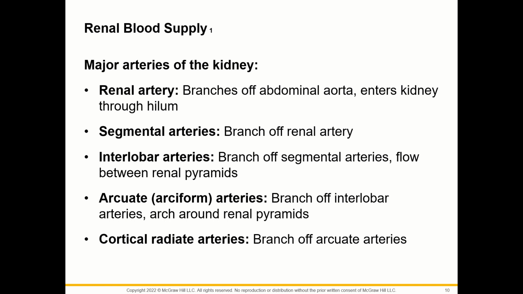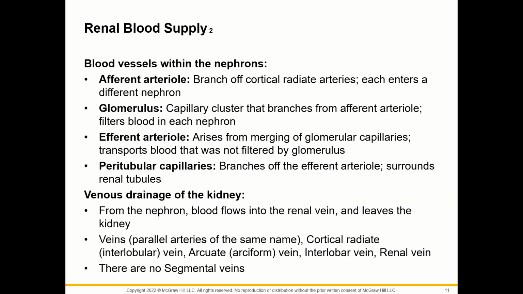Interlobar arteries branch off the segmental arteries and flow between the renal pyramids. The arcuate or arciform arteries branch off interlobar arteries and arch around the renal pyramids. Cortical radiate arteries branch off arcuate arteries. Next, the blood vessels within the nephrons. This is why the arteries are so important.